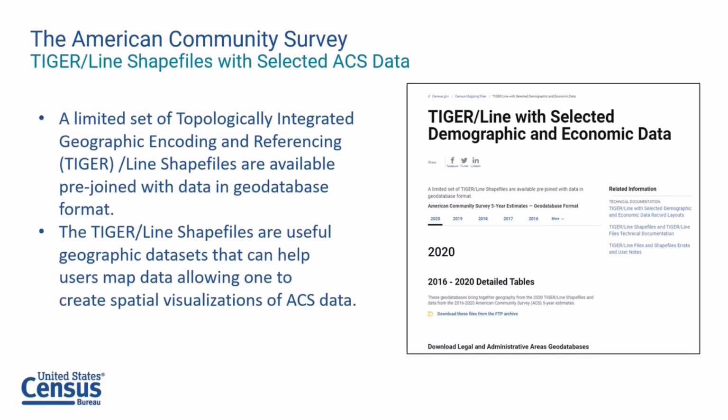If you are interested in mapping ACS data, you can start with the TIGER/Line shapefiles provided by the Census Bureau. These are a limited set of demographic and economic ACS data pre-joined with geographic information. TIGER stands for Topologically Integrated Geographic Encoding and Referencing System. Keep in mind that the TIGER/Line shapefiles are designed for use with GIS, or Geographic Information System software, which the Census Bureau does not provide. Visit the link below to learn more and access the files.